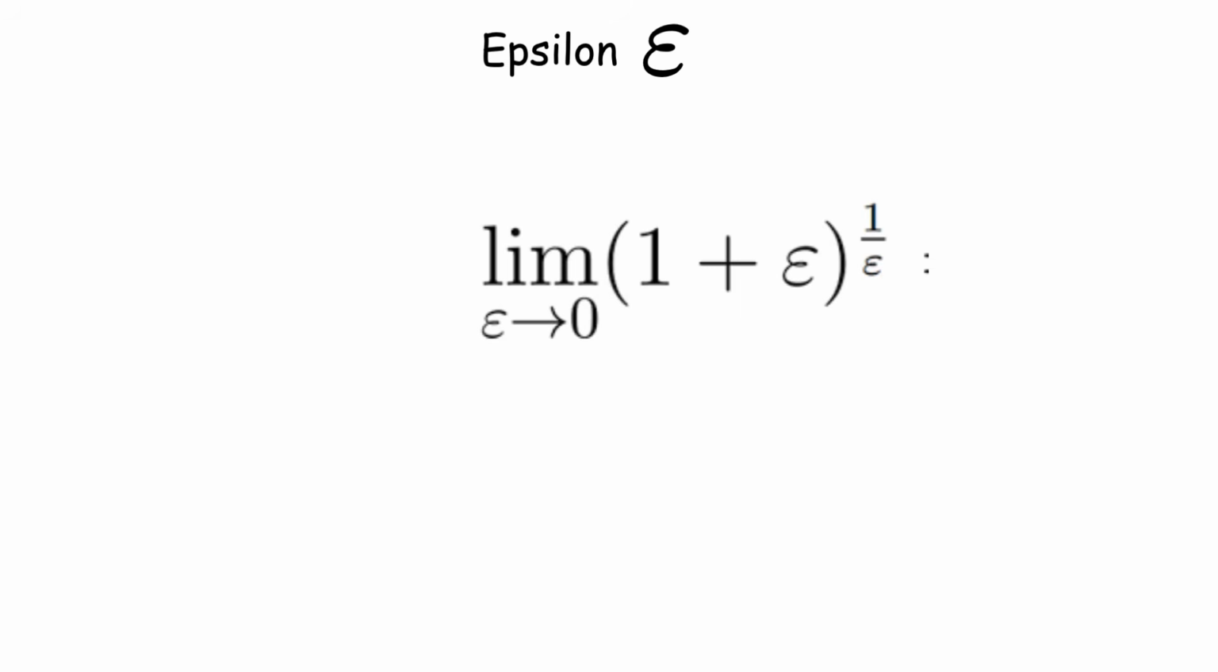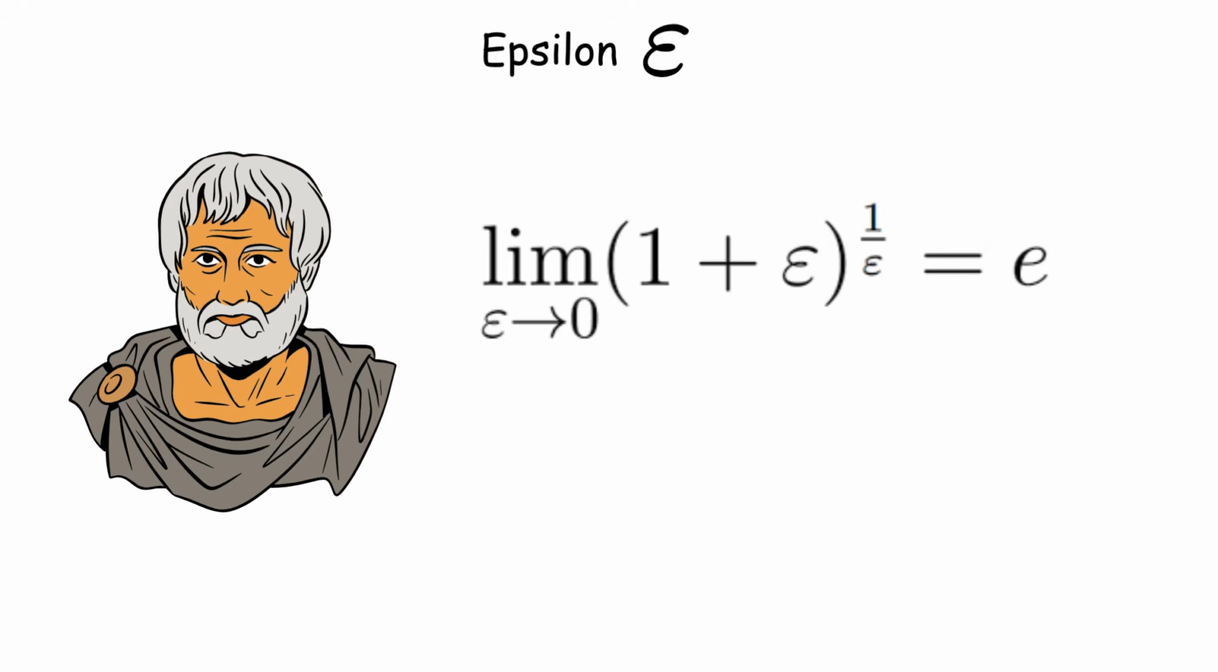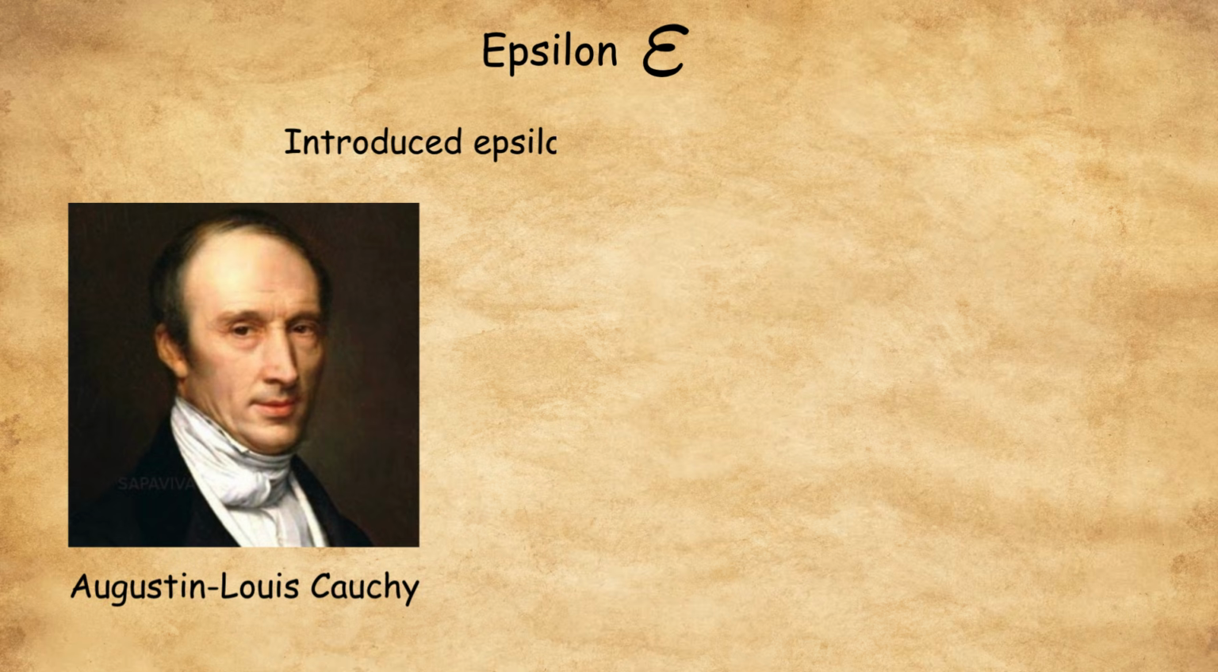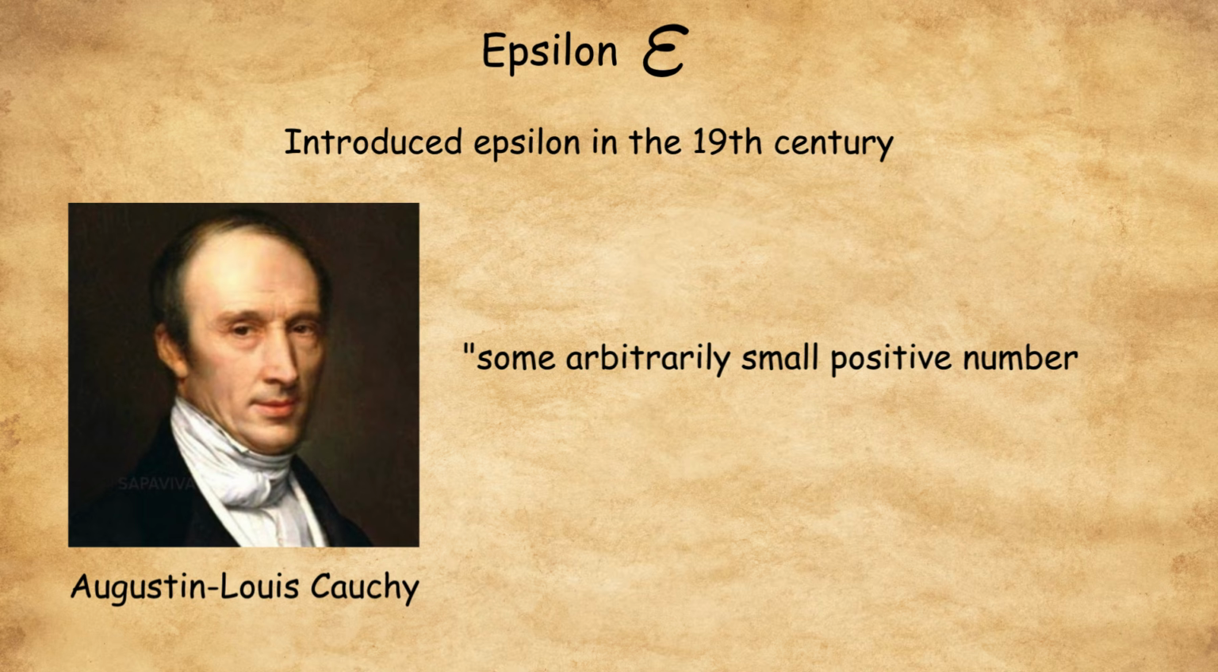Epsilon and the element-of symbol look close enough to be swapped by accident, even by trained mathematicians, despite having no real relationship. Augustin Louis Cauchy introduced epsilon in the 19th century when he needed a placeholder for some arbitrarily small positive number while formalizing calculus.